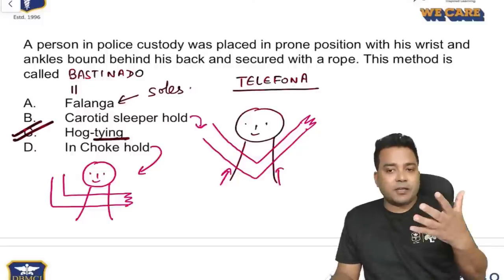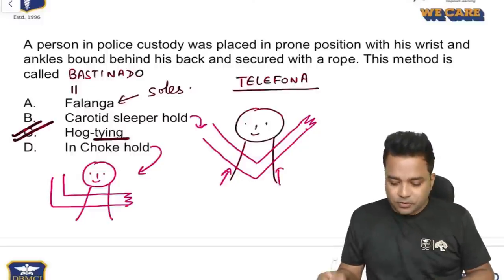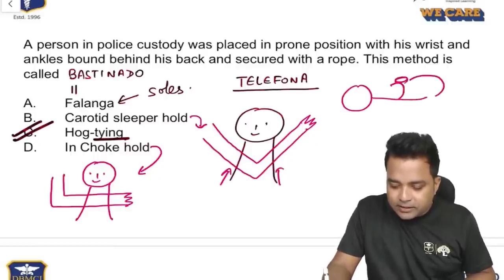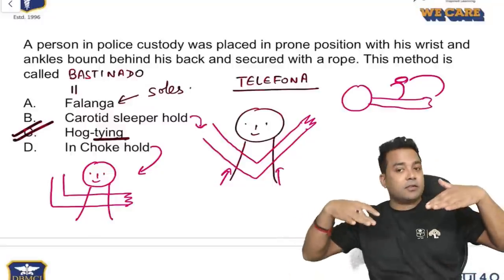Okay, what is hog tying now, you know. The person is lying in a prone position, something like this, with his hands and feet over his back and they have been tied, and the person is lying in a prone position.